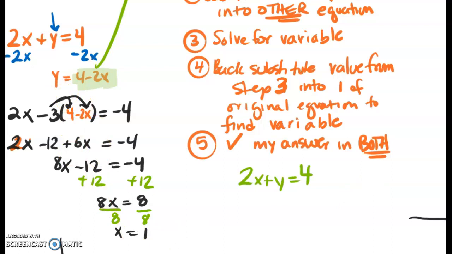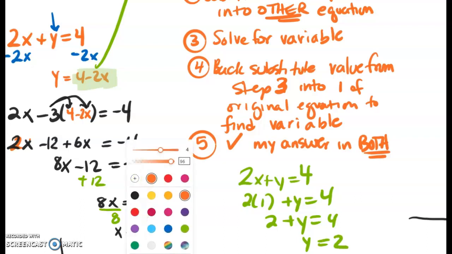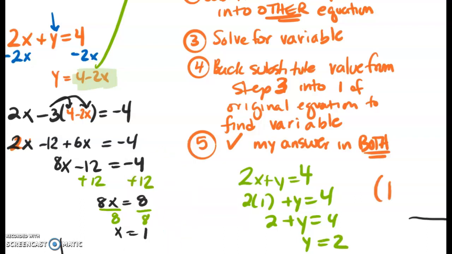And I'm going to substitute in the value of 1 for x. I'll get 2 plus y is equal to 4. Subtract 2 from both sides, I get y equals 2. So those are my two answers. So my answer is, if I write it as an ordered pair, 1, 2.